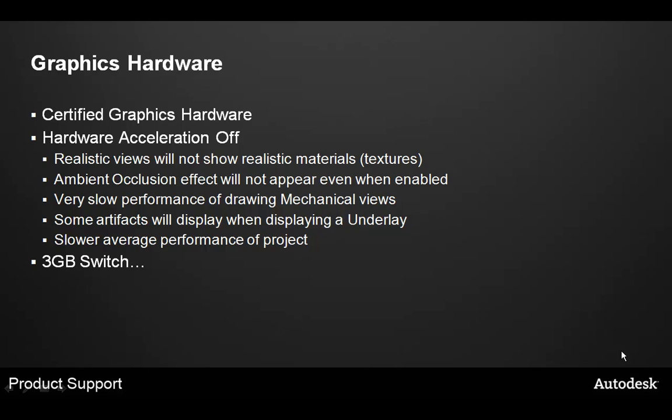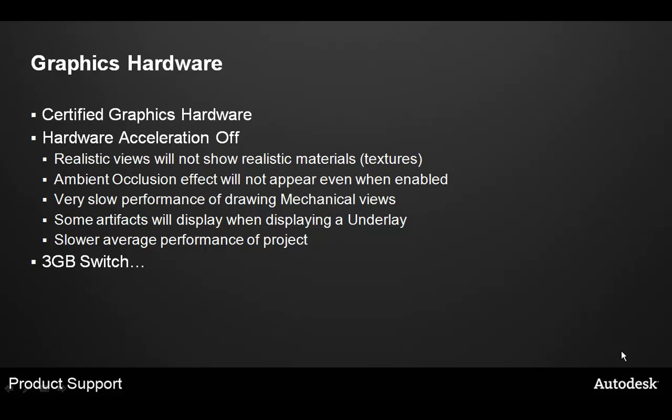Hardware acceleration is the mechanism which the graphics card will use to display these features. A number of features will not function with hardware acceleration turned off. The new realistic views, which display realistic materials and textures in a 3D view, will not show and be available without hardware acceleration turned on. Also, ambient occlusion, the new effect for 3D views to create soft shadows around corners and edges, will not appear even if it's been enabled.